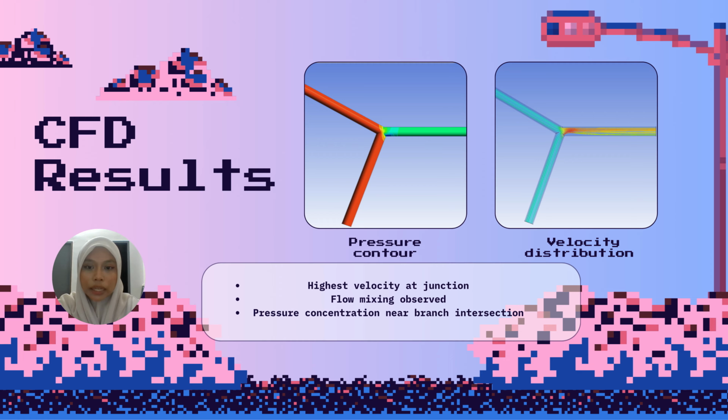This makes sense physically. When two streams combine at the junction, the flow gets squeezed and accelerates, which is why we see the highest velocity right there. At the same time, that merging creates turbulence and flow mixing. And the resistance from this mixing is what causes the pressure to build up at the same spot. Now, for the next slide, I will show you the example of the pressure contour and also the velocity distribution.